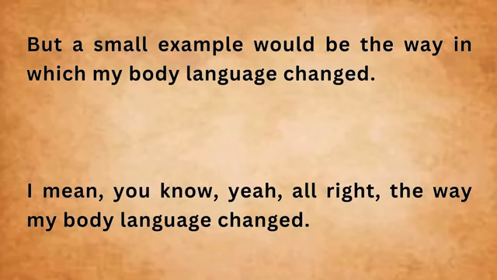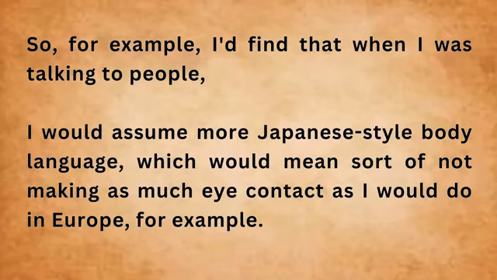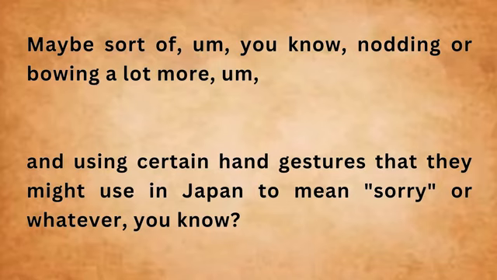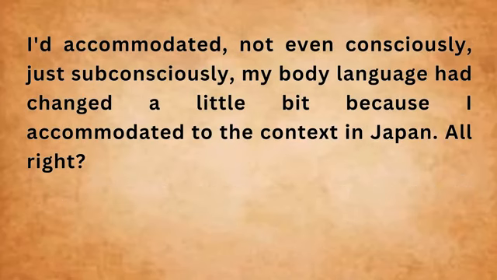The way my body language changed. So, for example, I'd find that when I was talking to people, I would assume more Japanese-style body language, which would mean sort of not making as much eye contact as I would do in Europe, for example. Maybe nodding or bowing a lot more, and using certain hand gestures that they might use in Japan to mean sorry or whatever. I'd accommodated, not even consciously, just subconsciously. My body language had changed a little bit because I accommodated to the context in Japan.